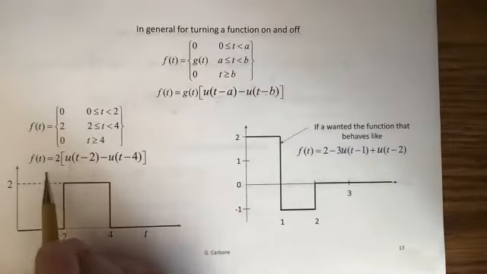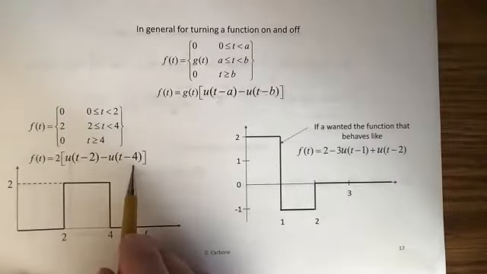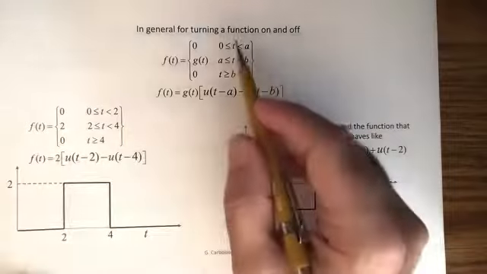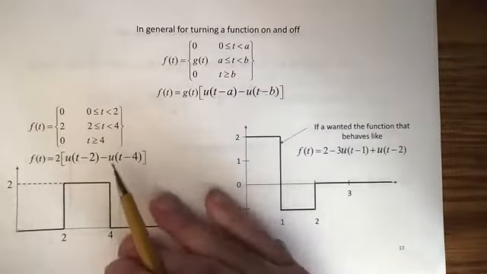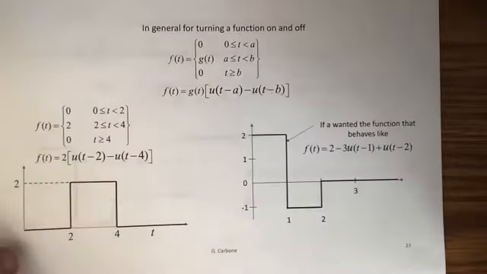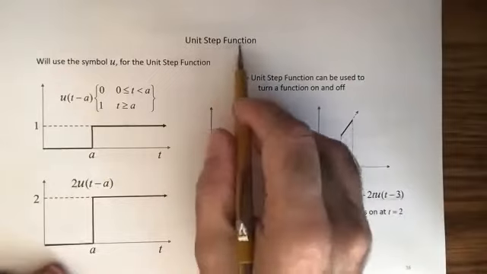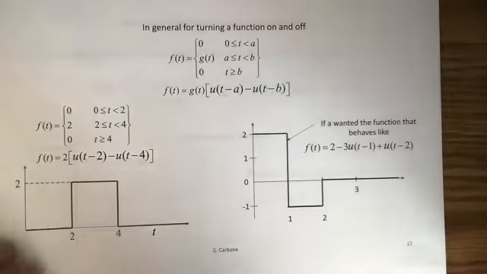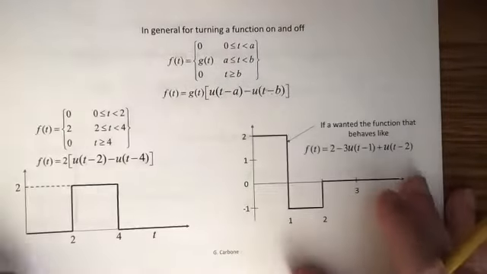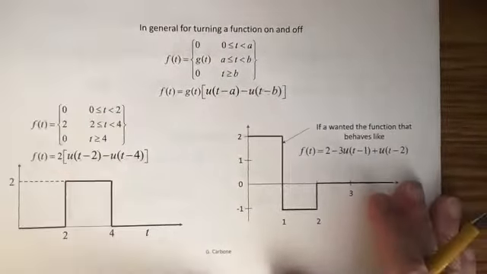So this is how I can model a unit step function using the unit impulse. Once again, we're calling this the unit step function. And here I'm just calling this a pulse. All right, so here's a more complicated example.